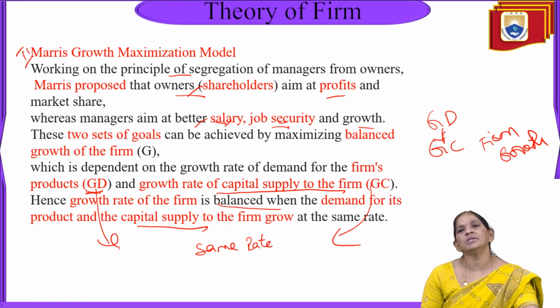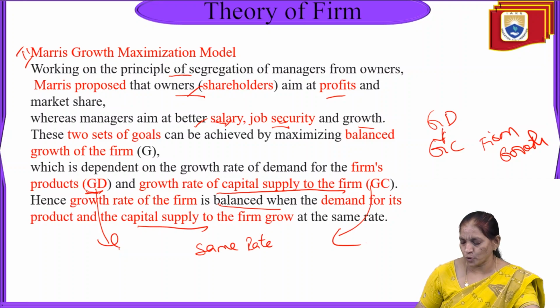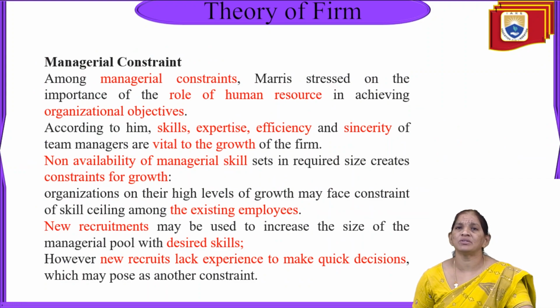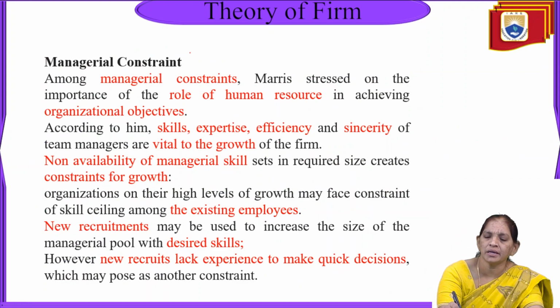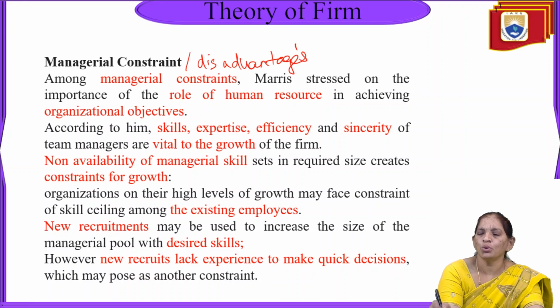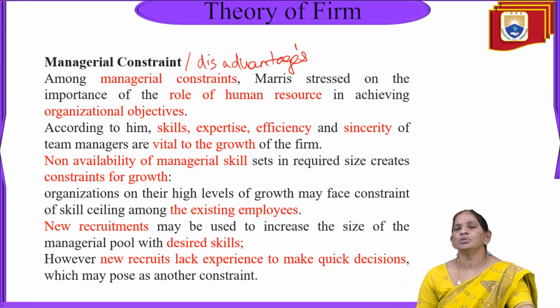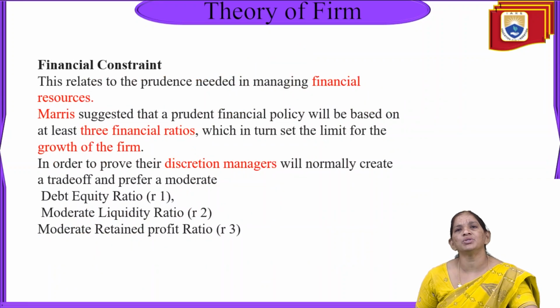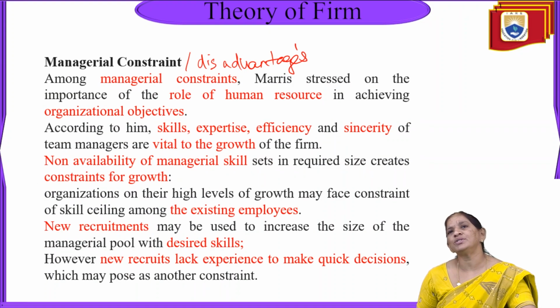Then organizational growth is also possible. For that, Marris says there are some constraints, or what we can call disadvantages, which will hinder the balanced growth of the organization. These constraints may be managerial constraints and financial constraints. First, we will see what the managerial constraints are in the theory of the firm.